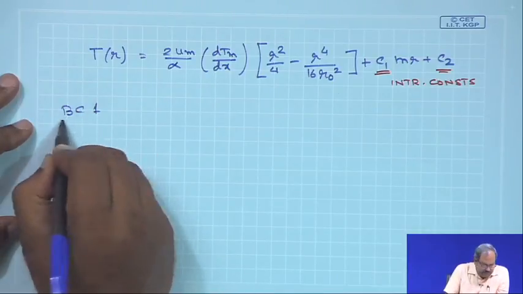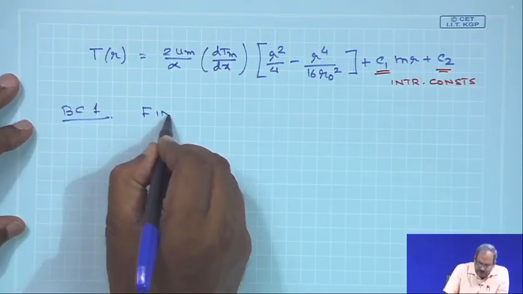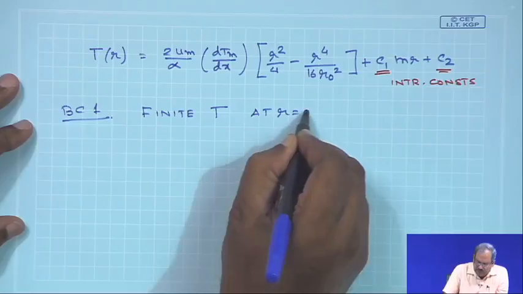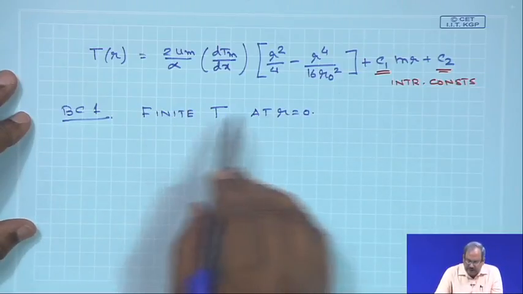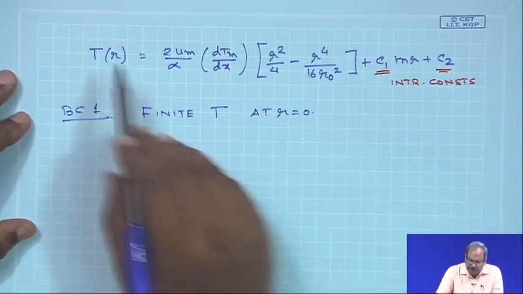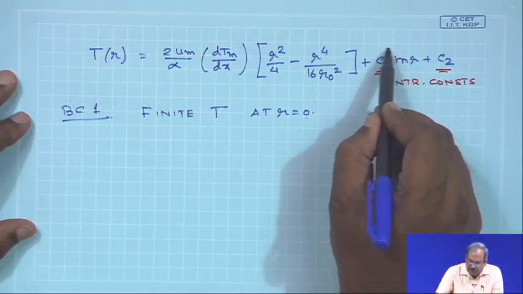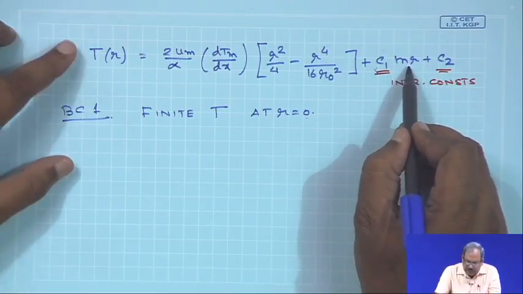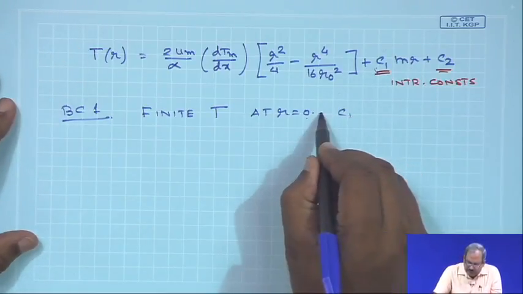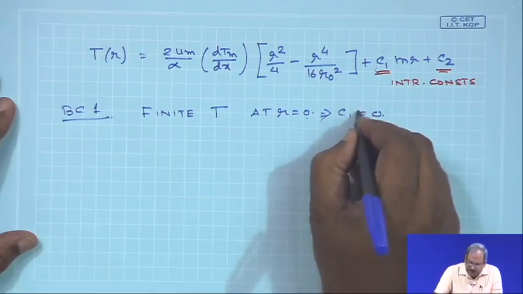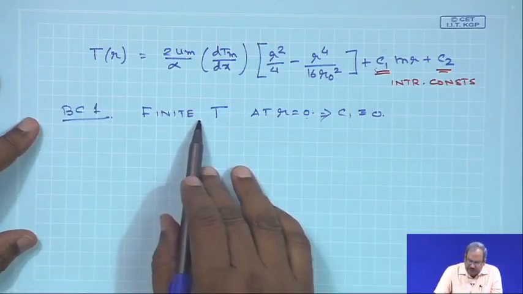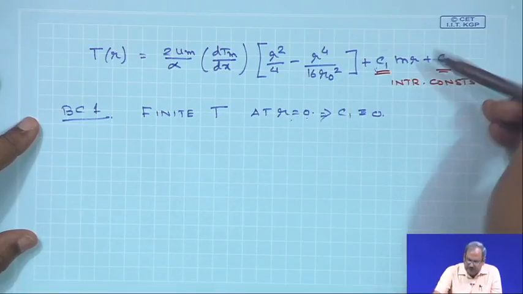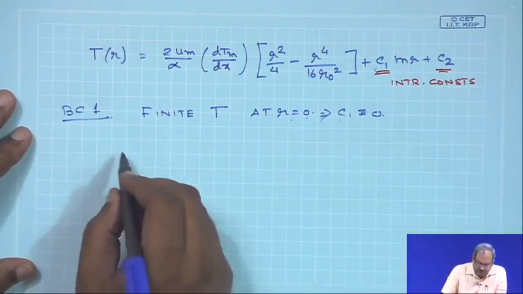So, the first boundary condition that I write is that T has to be finite at r equals 0. T cannot be infinite at r equals 0. So, in order for temperature to be finite at r equals 0, if you look at this expression, C1 ln r, for T to be finite at r equals 0, C1 must be equal to 0. So, my first boundary condition, finite T at r equals 0, looking at the nature of the expression, simply tells me that C1 has to be 0.